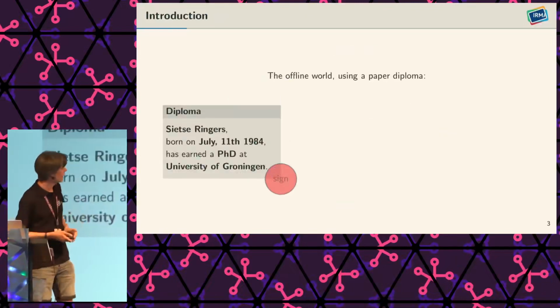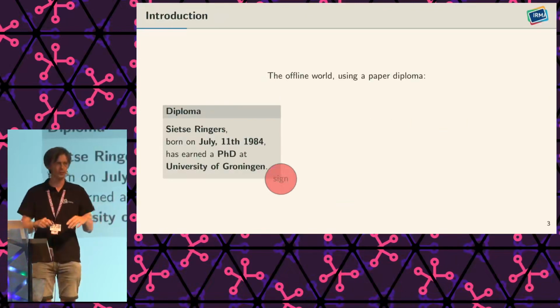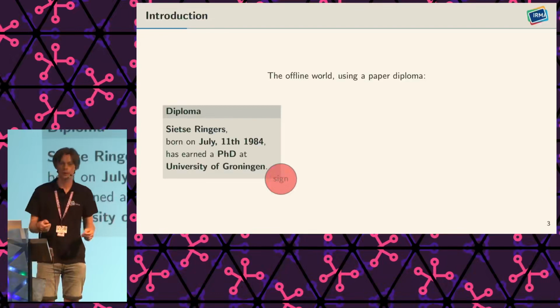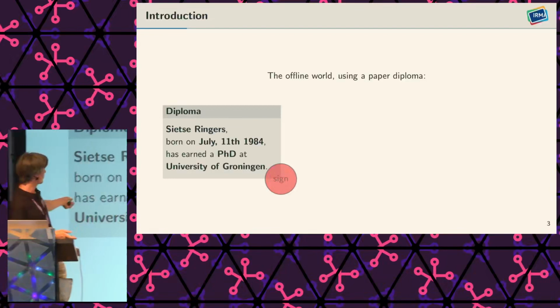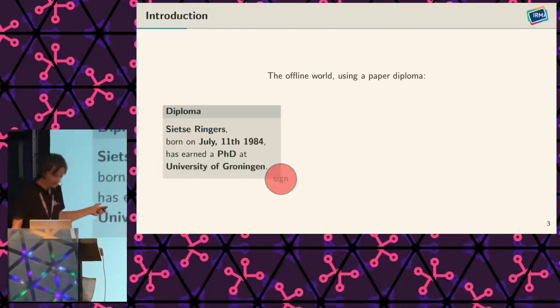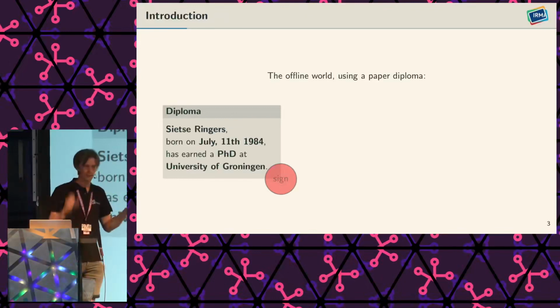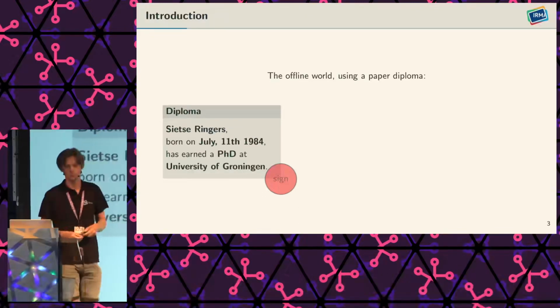So let's see, just to get a feeling of things, in this introduction how authentication might work offline, in the more traditional sense. Here's a representation of a diploma that I obtained back in 2016 at the University of Groningen. For now this represents an actual paper diploma. I have it at home. It's a huge thing, and it has this red signature stamp on it that's supposed to signify its authenticity.